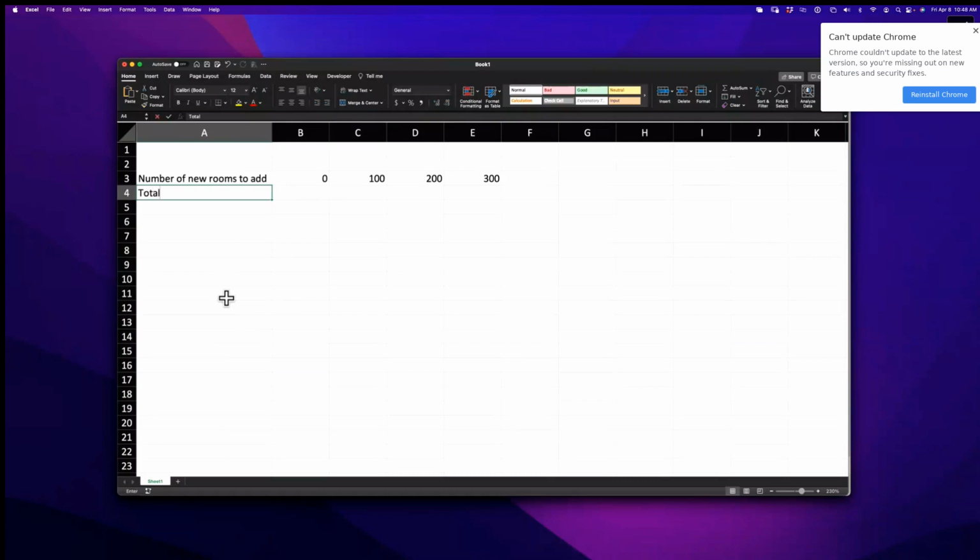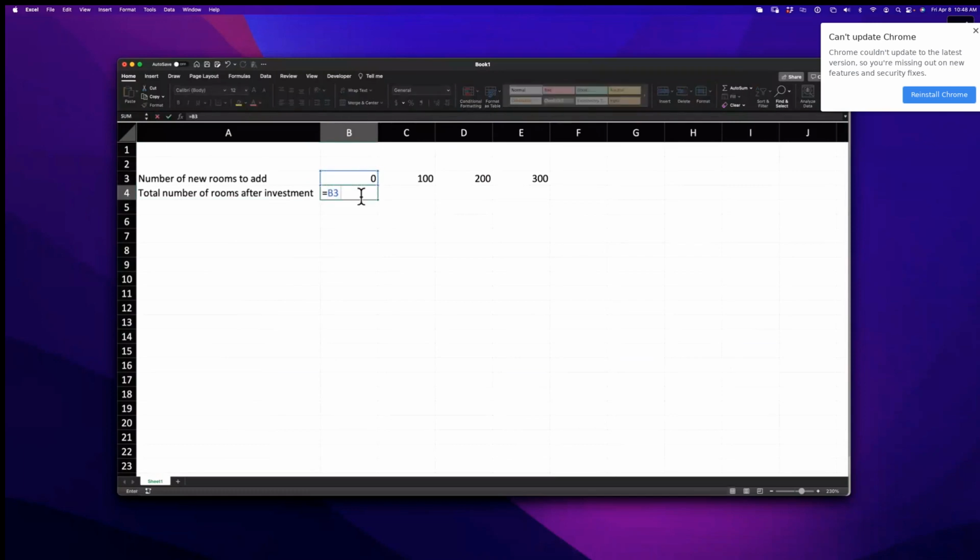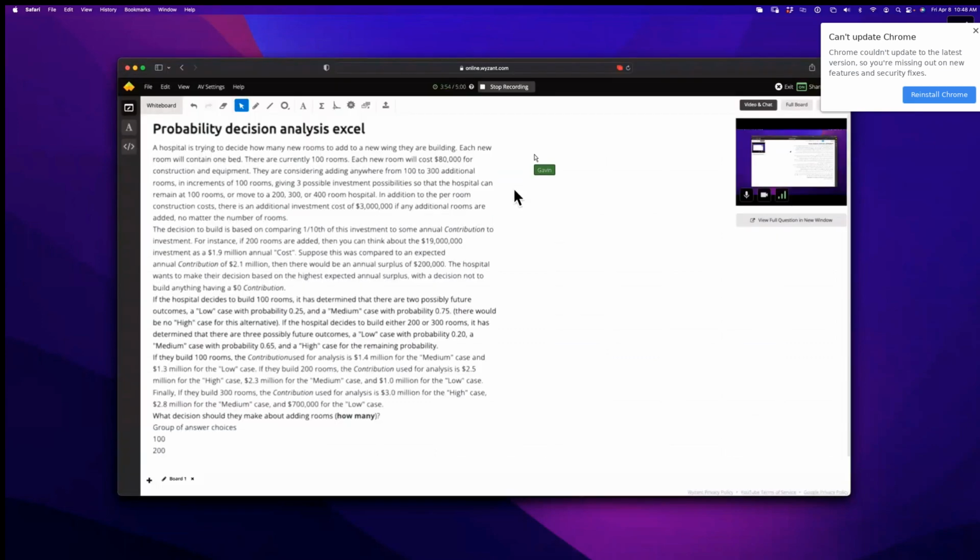And this will be the total number of rooms after the investment. So it's equal to the cell above plus the initial number of rooms, 100. Copy that across. If we don't do anything, we'll still have 100 rooms. If we add 100 rooms, we should have 200. If we add 200, we'll have 300. If we add 300, we'll have 400, because we're starting with 100.